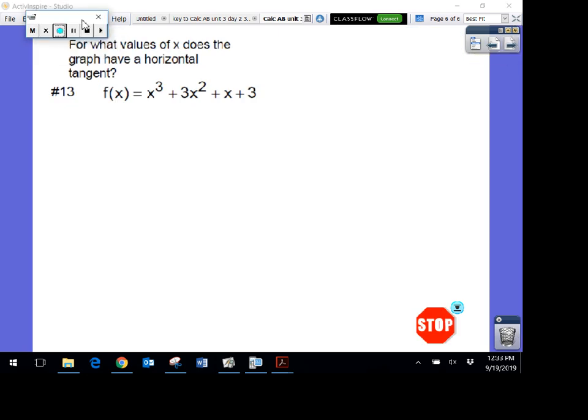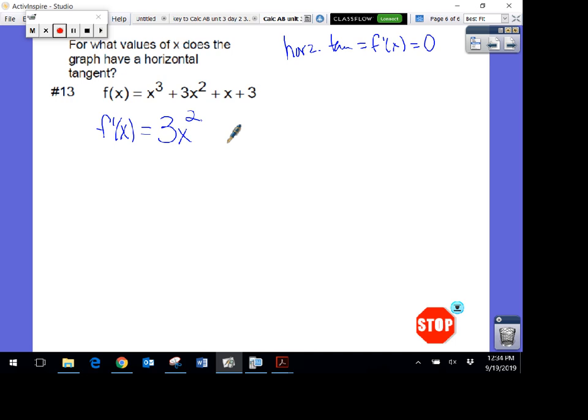All right, at what values of x does the graph have a horizontal tangent? Horizontal tangent means the derivative is 0. The slope of a horizontal line is 0. So we need to find the derivative and set the derivative equal to 0 and see if there's any x values where that happens. All right, so f prime of x equals, bring this 3 down, 3x squared.